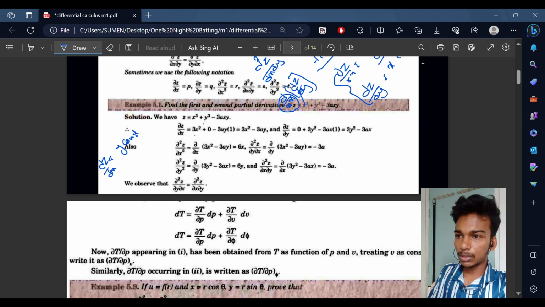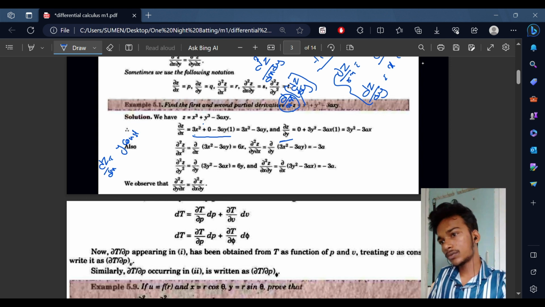Same with respect to y. We are keeping x as constant, so the derivative of the constant x cube is 0. We differentiate y cube with respect to y and get 3y square. We keep 3ax as constant, and differentiating y with respect to y we get 1. So dz by dy is 3y square minus 3ax.